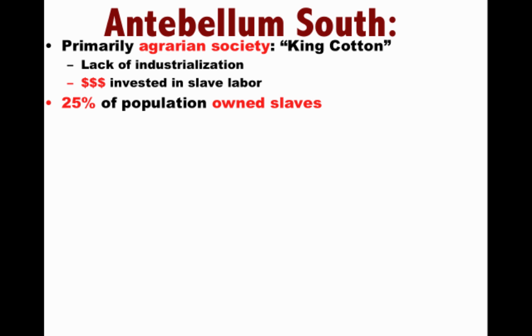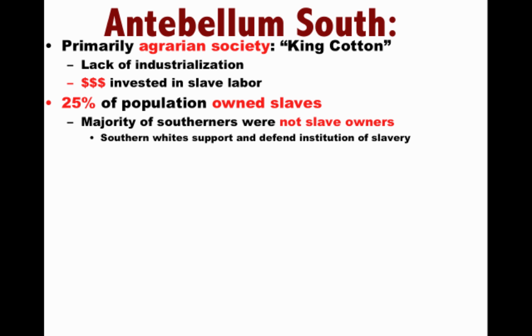25% of the population of the South owned slaves. Important point, meaning the overwhelming majority, 3/4 of Southern whites, owned no slaves at all. The average number of slaves owned was less than 10, and yet the majority of Southerners are not slave owners, yet they support and defend the institution of slavery. If you're asking why, well, one is there's a hope that they will one day own slaves, but also there's this racism. And there's this whole social hierarchy, and at the bottom of that social hierarchy in Southern society were, in fact, African American slaves. So if you were at least above some group in society, that created a sense of comfort.